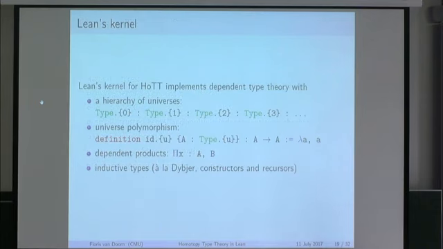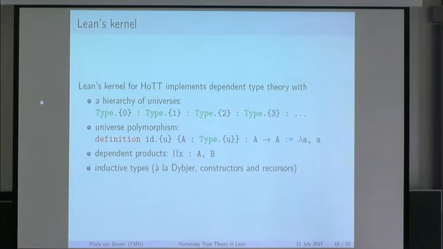So the kernel of Lean is really small. It implements really just these 4 things. So there's a hierarchy of universes, Type 0, Type 1 and Type 2, indexed over the external natural numbers. And these are not cumulative. So if you have a type in one universe, it doesn't automatically live in a higher universe. But you can of course lift it. There's a construction which lifts it to a higher type.